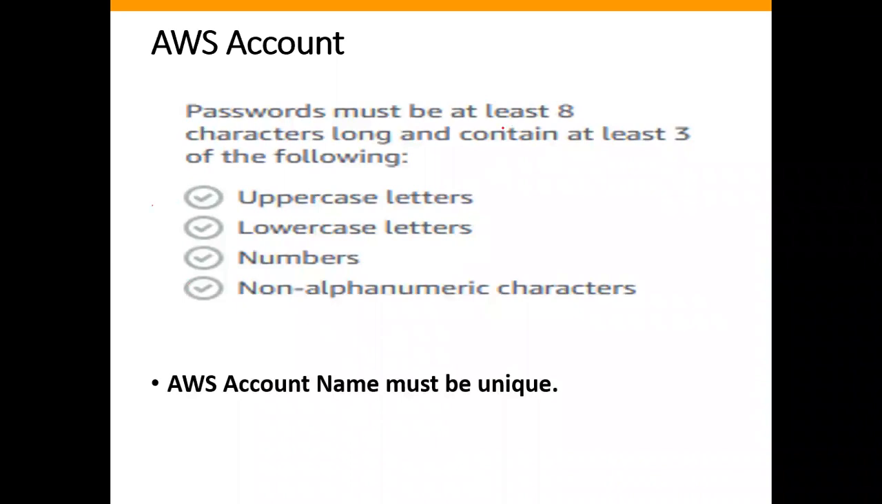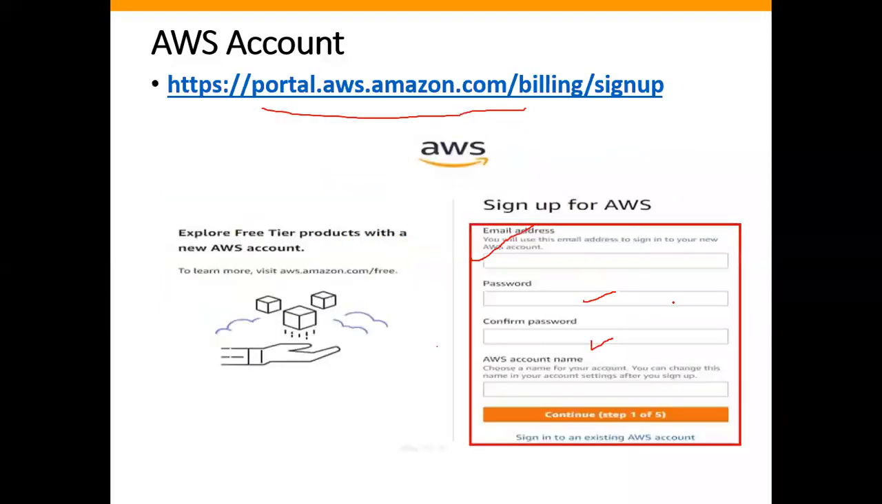At least your password needs to be 8 characters long. And out of these 4 things, we need to use at least 3: uppercase, lowercase, numbers, and non-alphanumeric values. So if we use any 3 things, we can give our password. These are the rules you need to follow for your password for AWS.